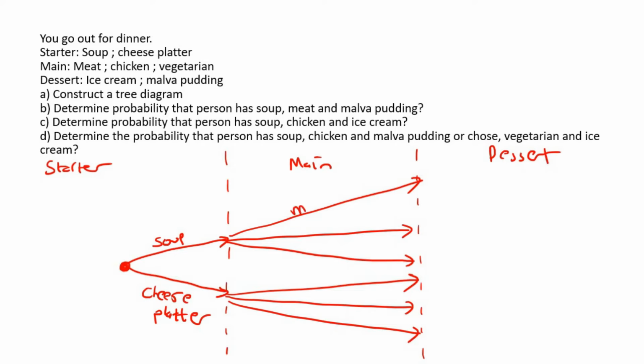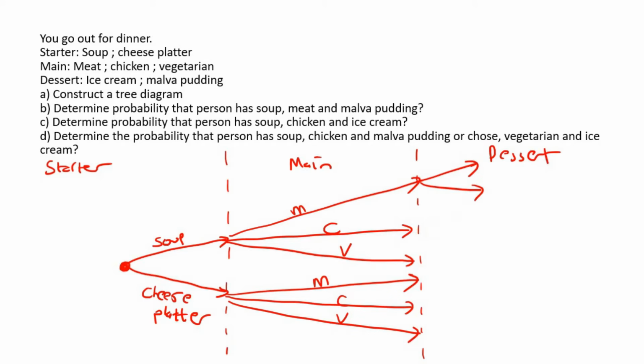Now let's fill everything in. So that's just going to be meat. I'm just going to shorten this. Chicken, vegetarian, meat, chicken, vegetarian. Excellent. Now we're going into the dessert where there are 2 options. So you're going to make 2 little branches on the end of every single one of these. So you're going to go there and there. I'm going to make these a little bit shorter. There and there, there and there.